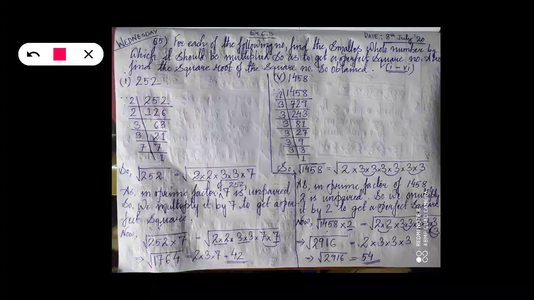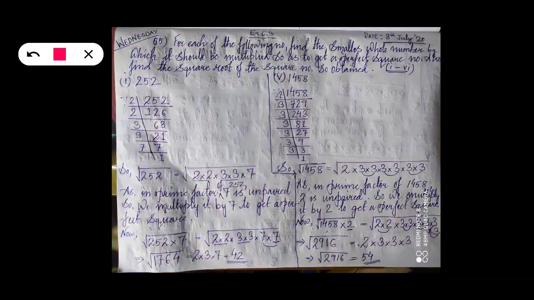Our topic is squares and square roots, and the exercise we are doing now is exercise 6.3. Today is Wednesday, and it is 8th July 2020.